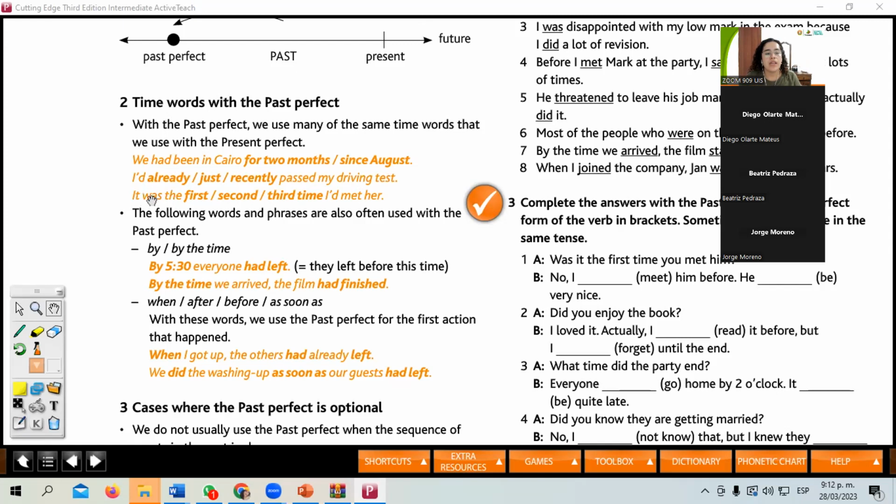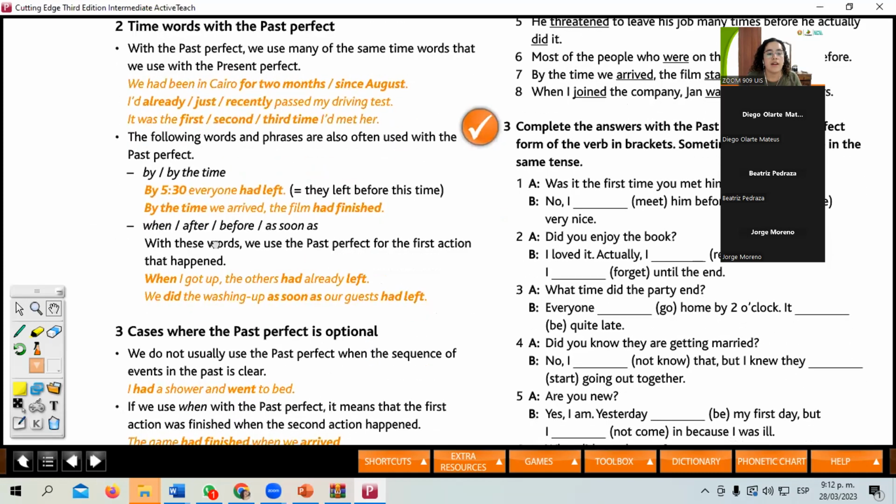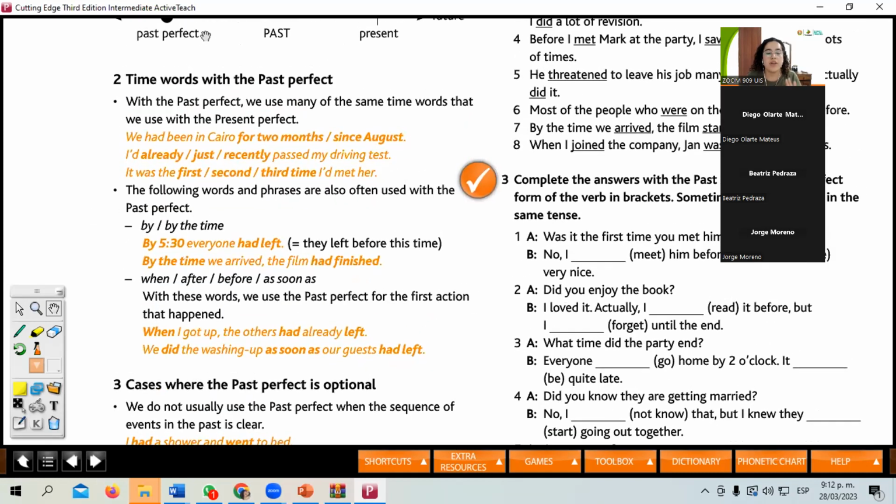Okay. Or it was the first, the second, the third time I had met her. Fue la primera o la segunda vez que la había visto. Okay. Que me la había encontrado. So we can also use for and since, already, just, recently, for the first, the second, or the third time. All right? So if you have any questions, guys, please let me know while we are explaining.